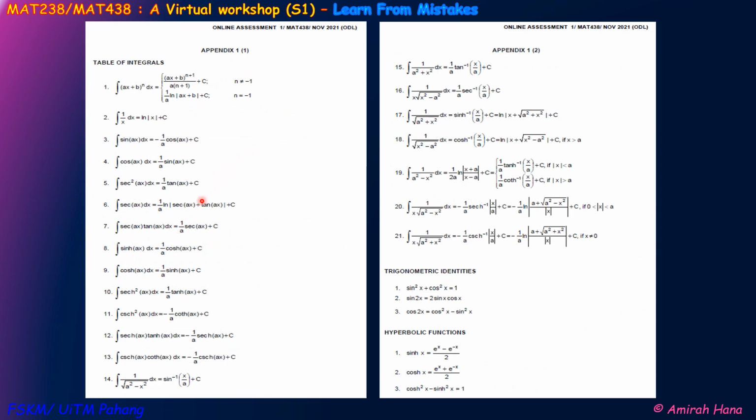And then this is page 3 and page 4. Dalam page 3 and page 4 ni adalah appendix yang akan diberi sekali semasa test dan final exam. Okay. Dalam appendix ni mengandungi table of integrals, trigo identities and hyperbolic function. Okay. Selain daripada formula ini, anda kena hafal. Alright. So ini sahaja formula yang diberi semasa exam dan juga test.